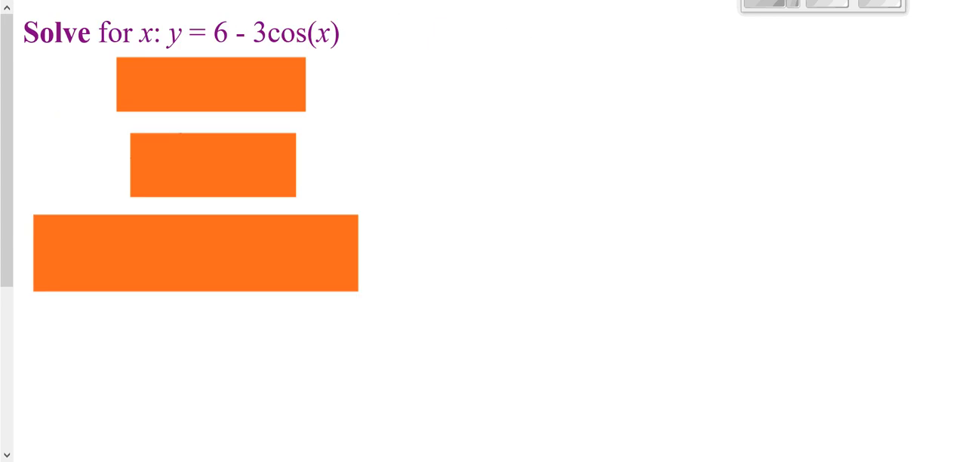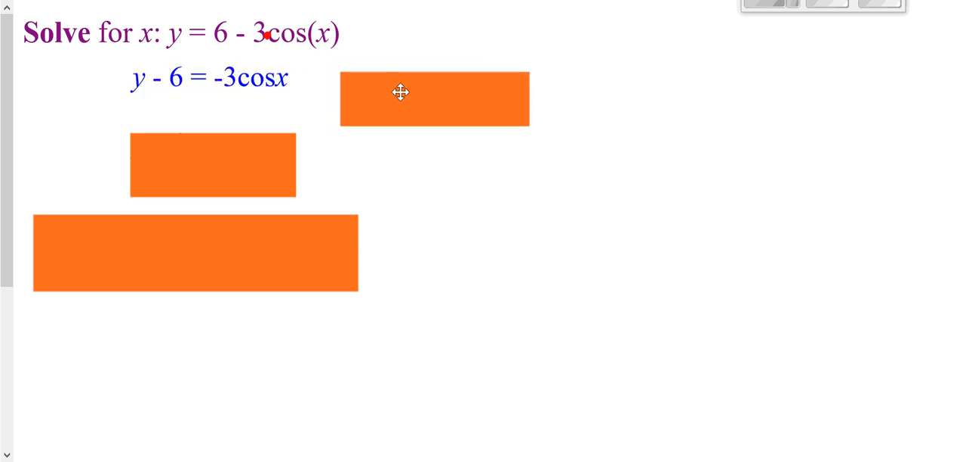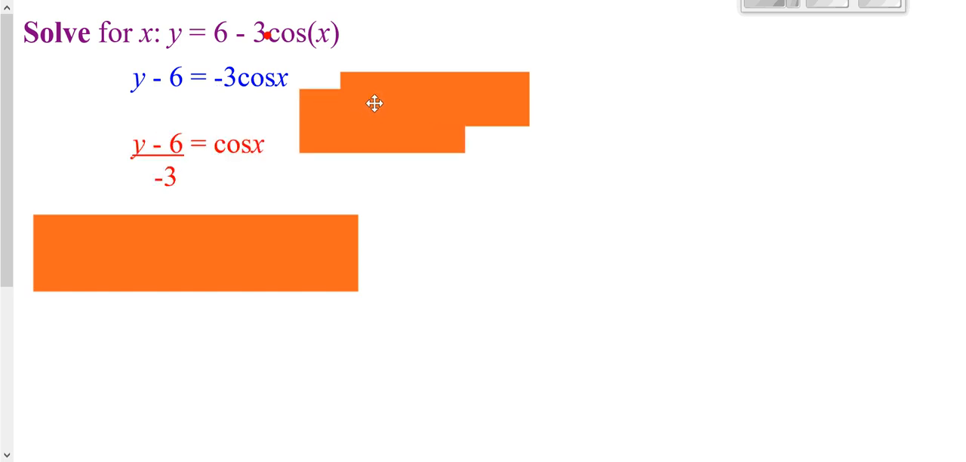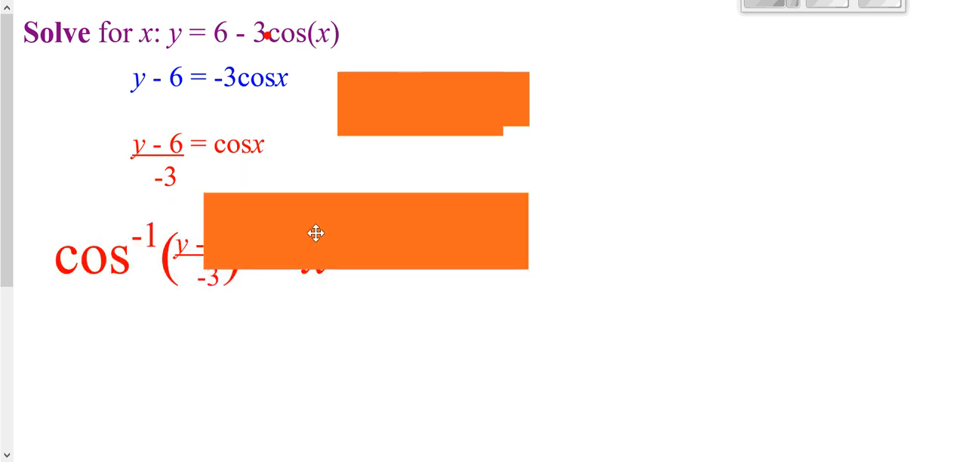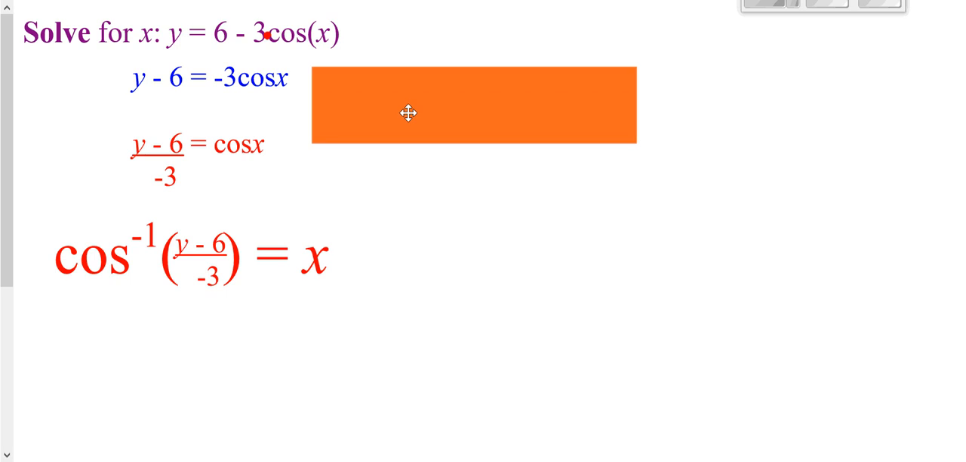Here I want to solve it for x. So I'd have to undo my positive 6. I'd have to undo my timesing by 3. And I'd have to undo my cosine. So to undo that positive 6, I'd subtract 6 on both sides. To undo timesing by negative 3, I'd multiply by negative 1/3 or divide by negative 3. Would not make a difference. Then I'd have to undo my cosine, which would be cosine inverse. And that's how you would get x by itself.